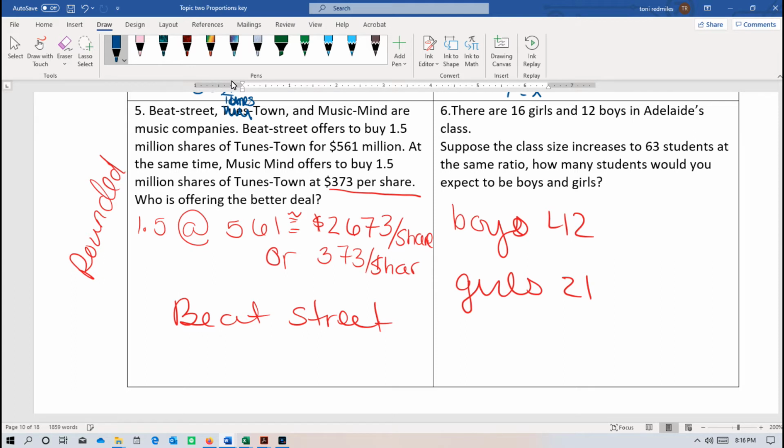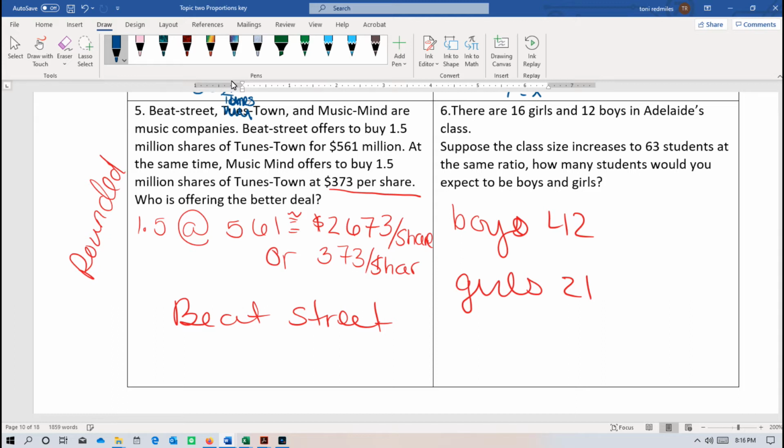Beach Street offers to buy 1.5 million shares of Toonstown for 561 million. At the same time, Music Mine offers to buy 1.5 million shares of Toonstown at 373 per share. Who has the better offer? Well, I found it already.